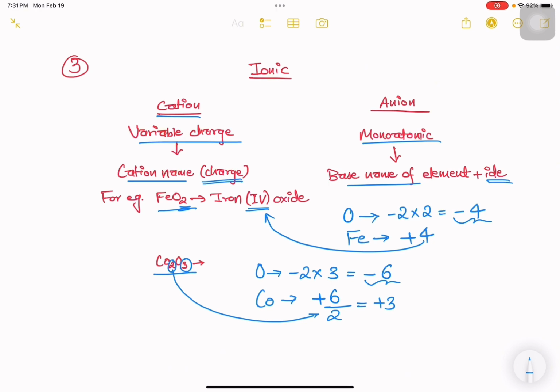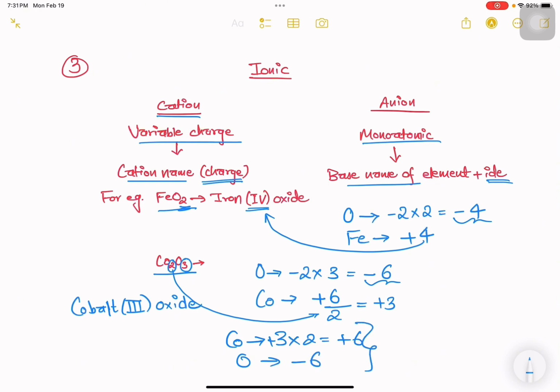So the name is cobalt(III) oxide, okay. So we can double check cobalt, if the charge is +3 times 2 cobalt, so it gives +6, and oxygen is -6, okay. That is how we can do it.